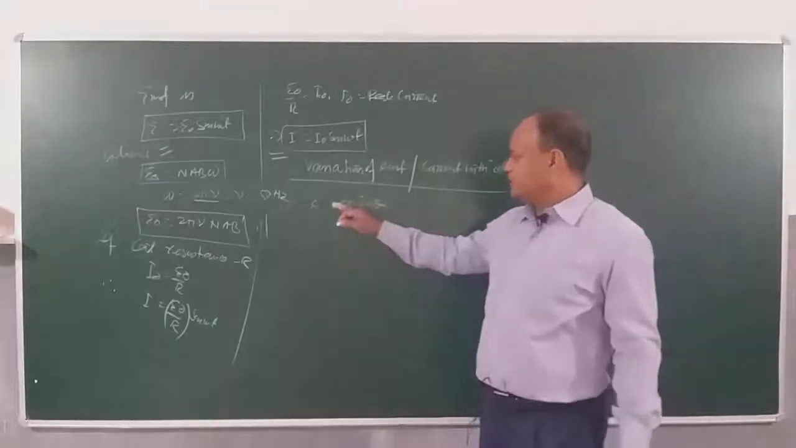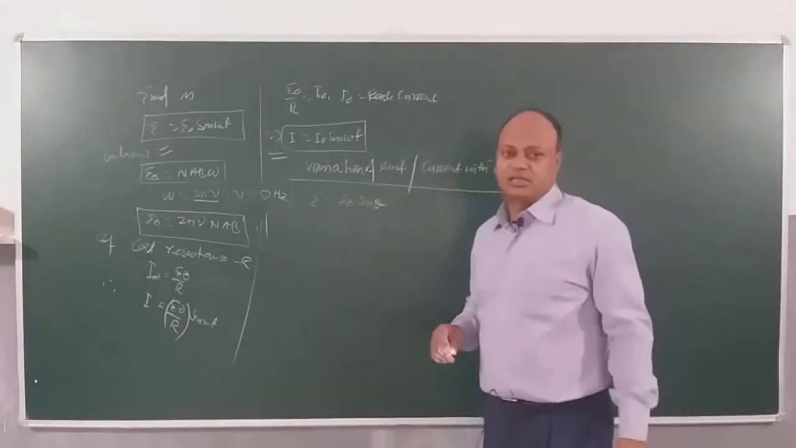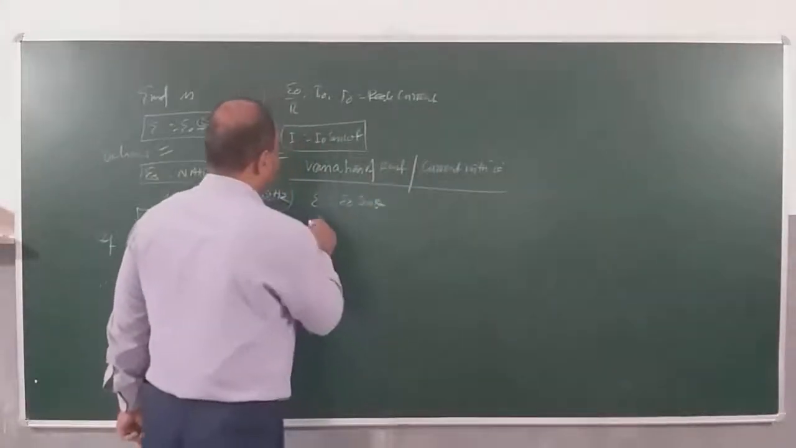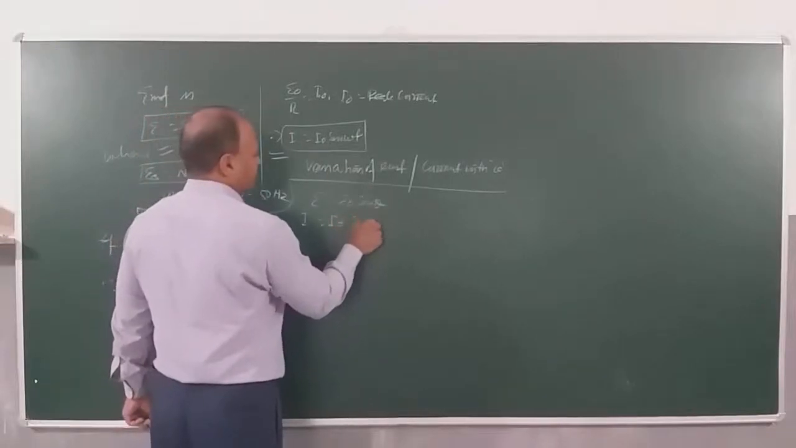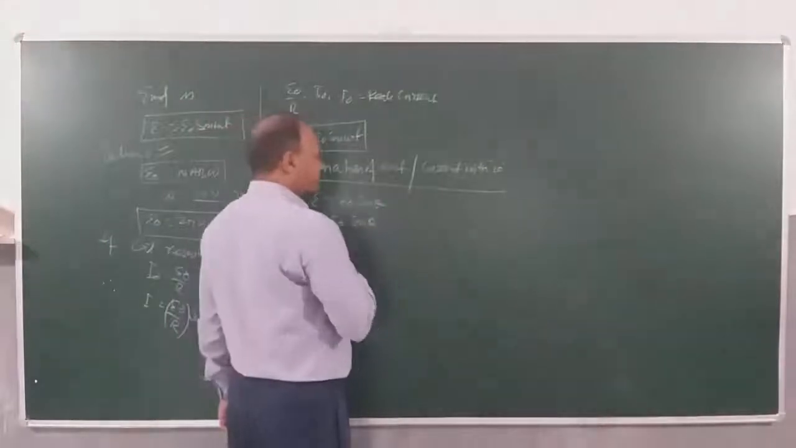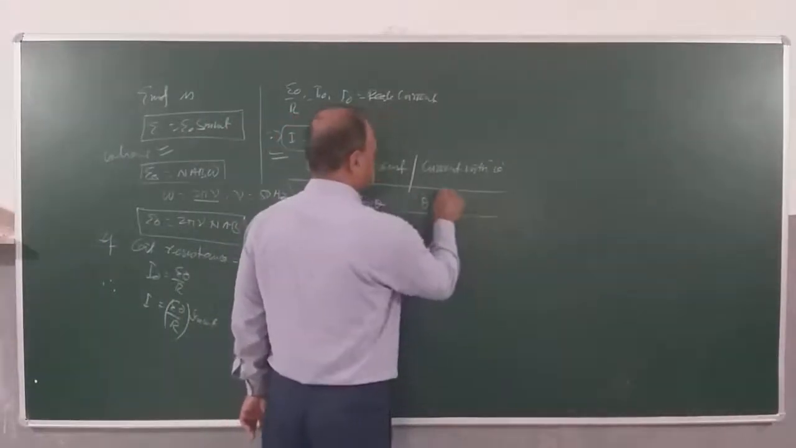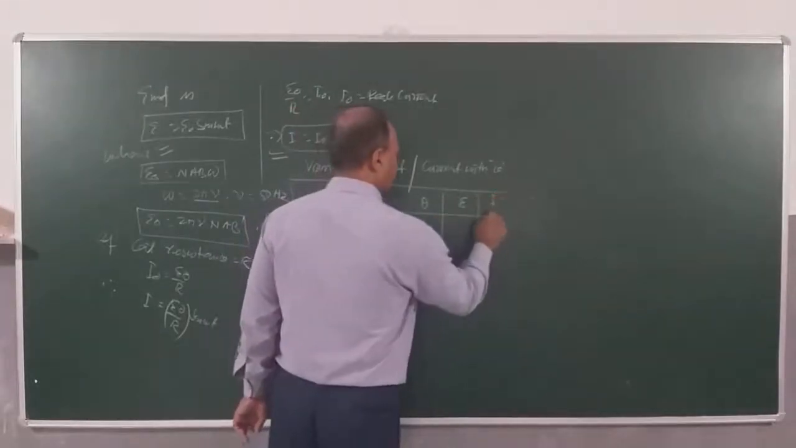I want to plot E against theta. I can also plot E against time. Okay. So E equals to E naught sin omega t and I equals to I naught sin omega t, or sin of theta. Clear? So I will be writing here the values of theta, the values of E and the values of I.